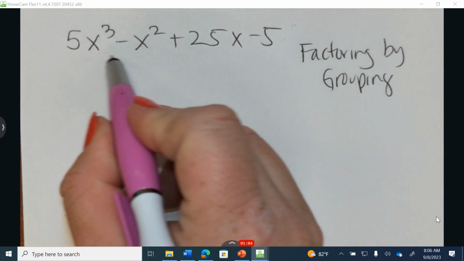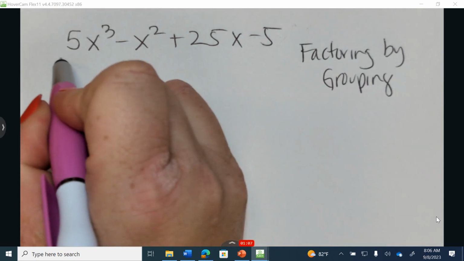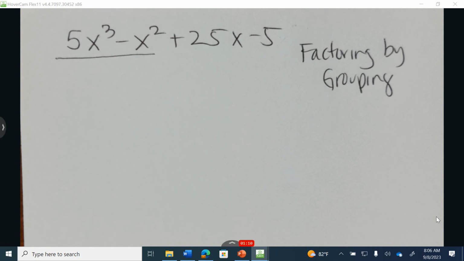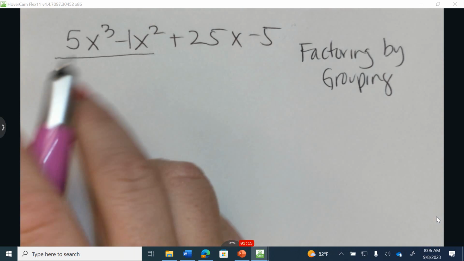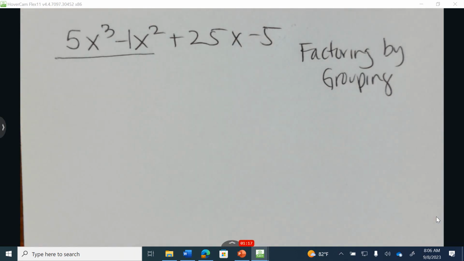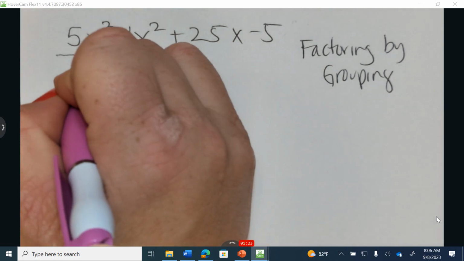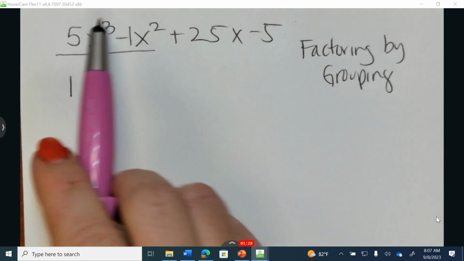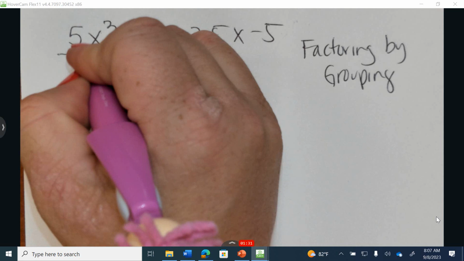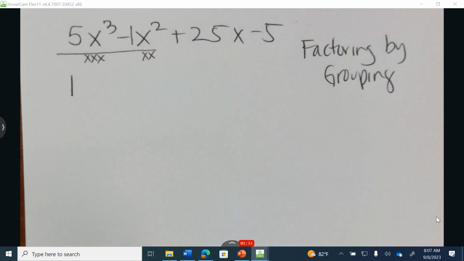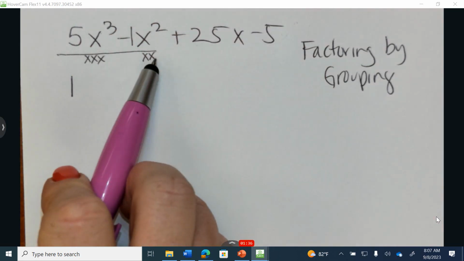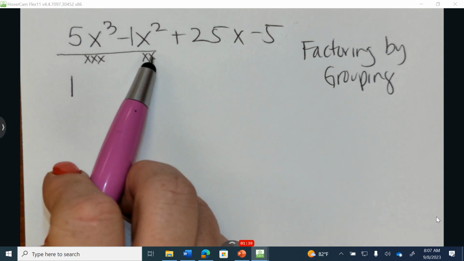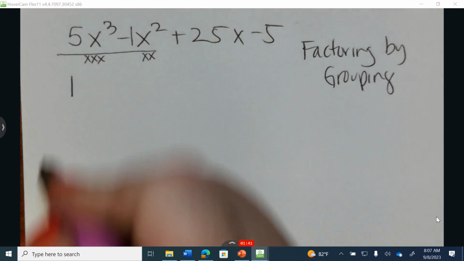So because we already have it organized in standard form, I'm going to underline the very first 2 terms. And I'm going to first look at the numbers in front of the variable. So I'm looking at 5 and 1. And I ask myself, what is the largest number I can factor out of 5 and 1? The answer is 1. Then I look at x cubed and x squared. So again, if you're a visual learner, that means 3 x's and 2 x's. And I ask myself, what's the maximum number of x's that I can take out of the first group and the second group? And the maximum number of x's is 2.